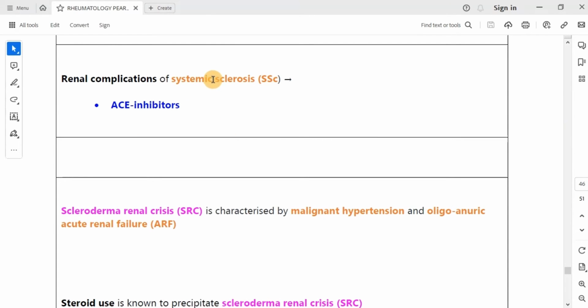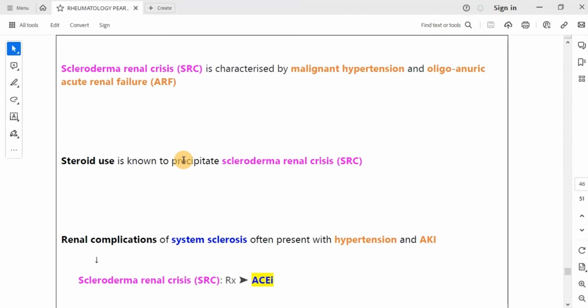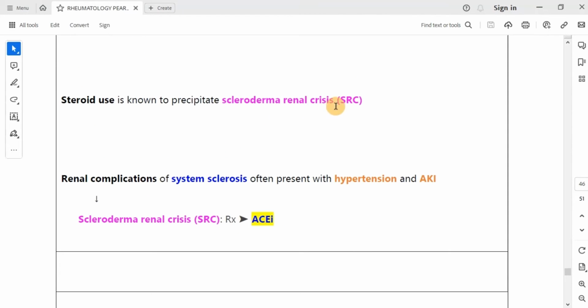Renal complication of systemic sclerosis, what's the name of the condition? Scleroderma renal crisis, known as SRC. So always treat the patient with ACE inhibitors. Scleroderma renal crisis is characterized by malignant hypertension and oligoanuric acute renal failure. Steroid use is known to precipitate scleroderma renal crisis.